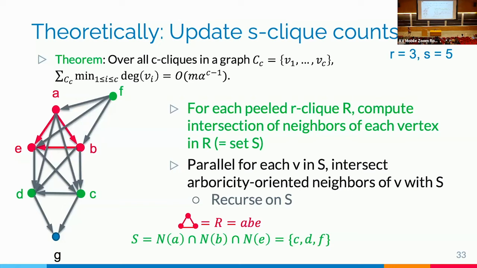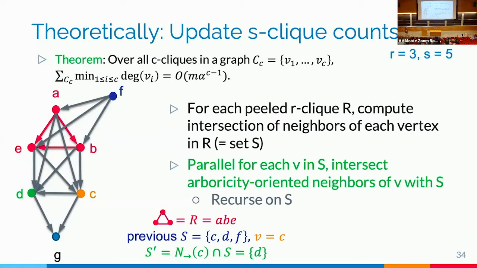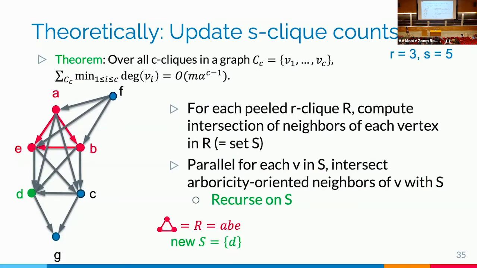So our set S is the neighbors of A intersected with the neighbors of B intersected with the neighbors of E. And this gives us the set CDF. And then in parallel for every vertex in this set, we want to intersect the arboricity-directed neighbors of the vertex that we've picked with the entire set. So for instance, let's say that we pick this vertex C. Well, we only have to look at the arboricity-directed neighbors of C now, and its neighbors are D and G. And if we intersect it with the previous set S, we receive this new set, which is just the vertex D. And then we repeat this process with the new set S, which just contains the vertex D.